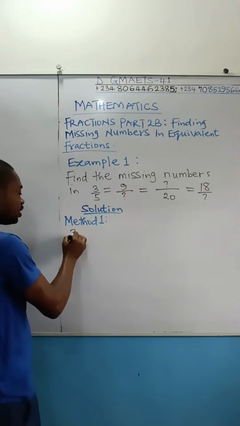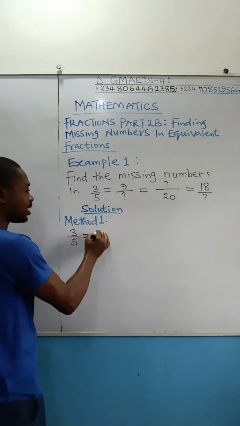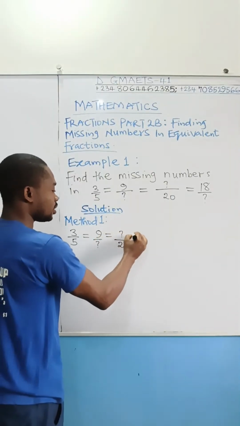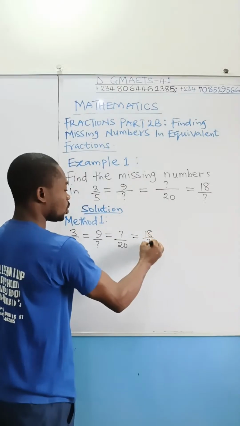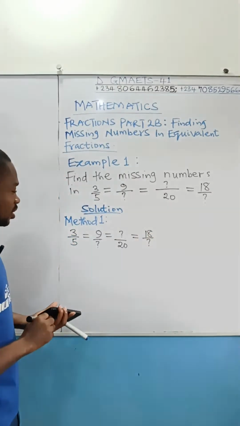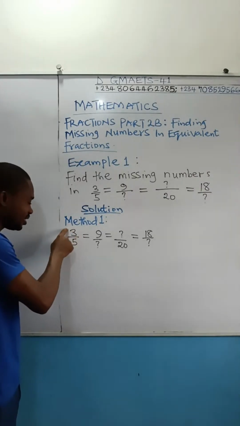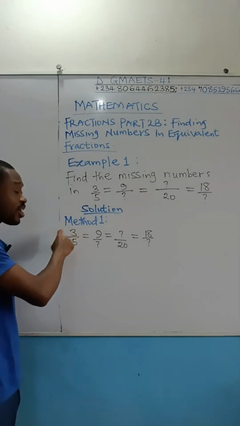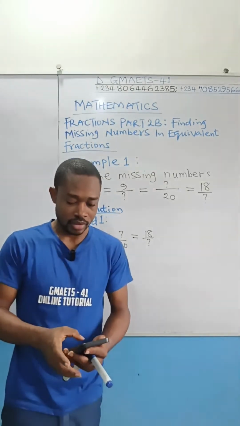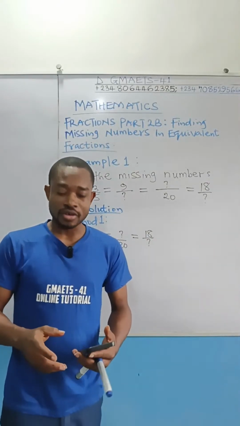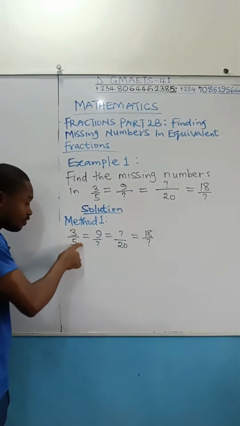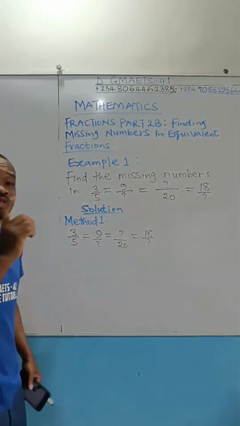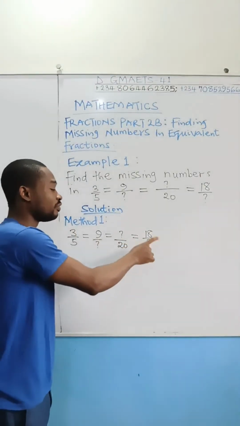We have 3 over 5 equal to 9 over question mark, equal to question mark over 20, equal to 18 over question mark. Now, if you look at these fractions given to us, this 3 over 5 is a fraction in its lowest term. So using that knowledge of that fraction in its lowest term, this 3 over 5, looking at it, we can always pick this 3 over 5, then use it to get the missing number in any of the other fractions.